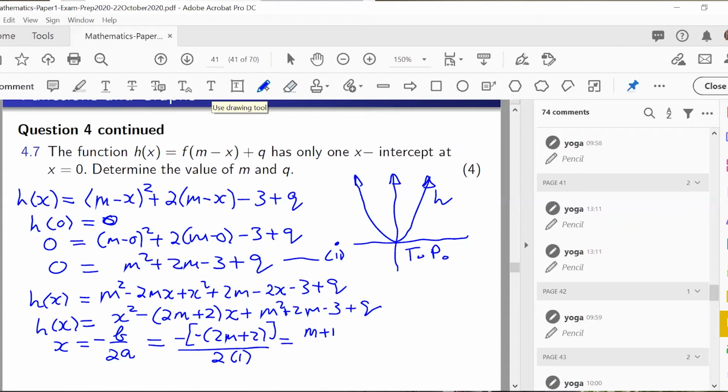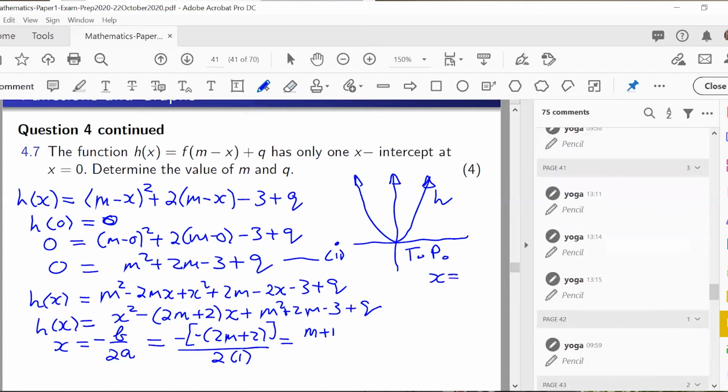But we know that the x value at the turning point is 0. So that means that this is 0. So we draw the conclusion that m is minus 1. That is our second equation, m equals to minus 1.